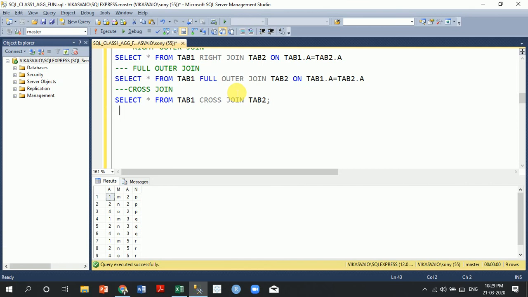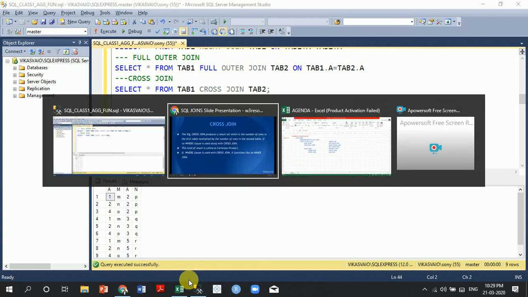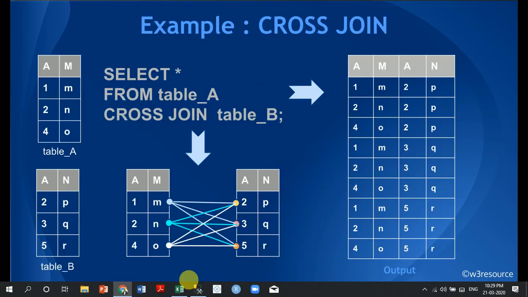As you can see, all the records of the first table are getting matched with the records of the second table, and accordingly the Cartesian product result is coming out. Let's understand with the help of the presentation. See, one record from the first table is getting matched with all the records of the second table. So all possible combinations are made. This is how the Cartesian product is formed.